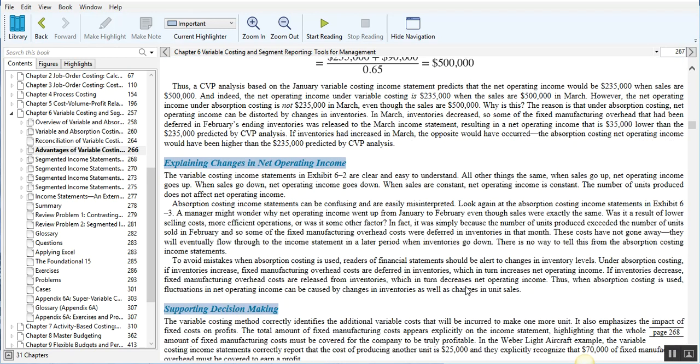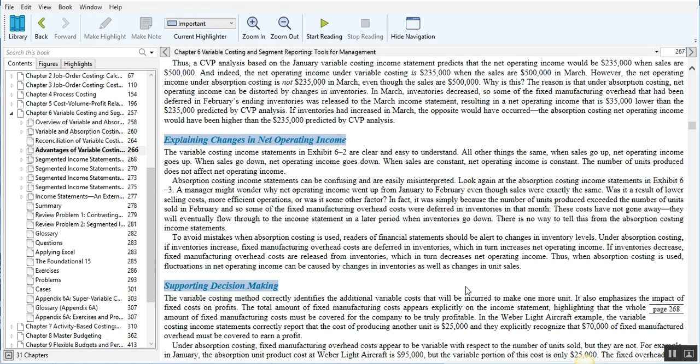Another advantage of variable cost calculations is that it explains changes in net operating income. So when we look at variable costing, it's very clear and very easy to understand. With all things the same, when sales go up, net operating income goes up; when sales go down, the income drops. But the number of units produced is not necessarily going to affect net operating income. What is going to affect net operating income is the number of units sold.